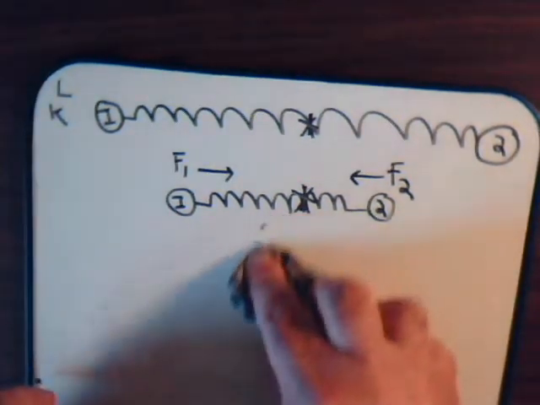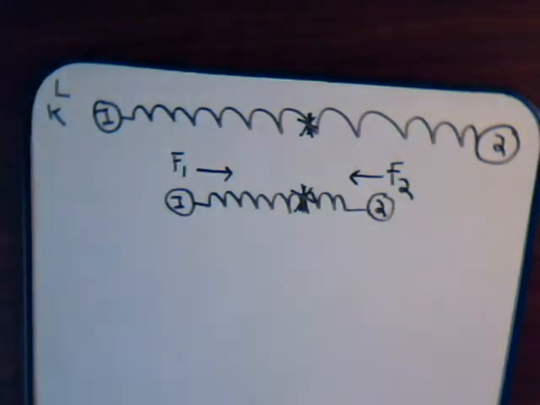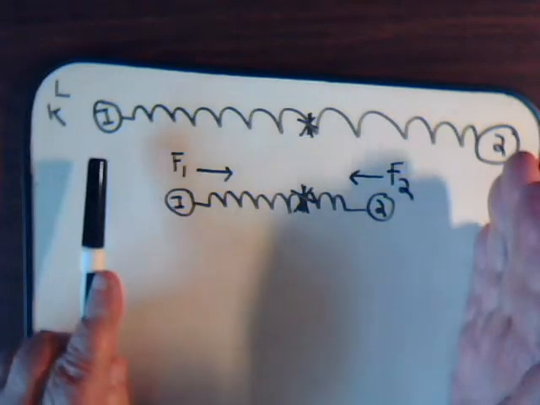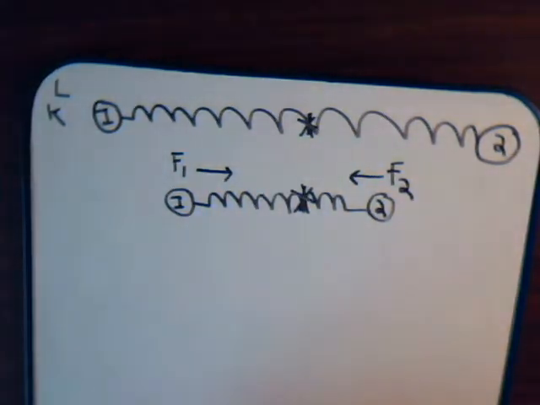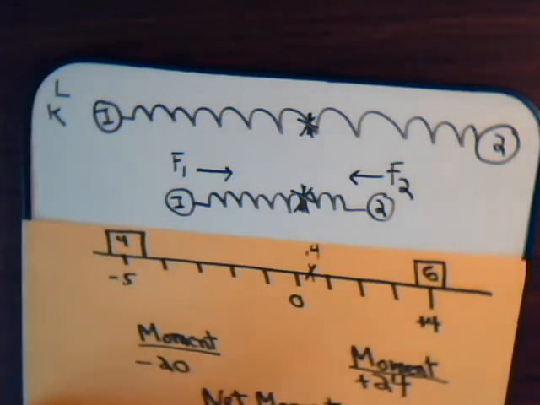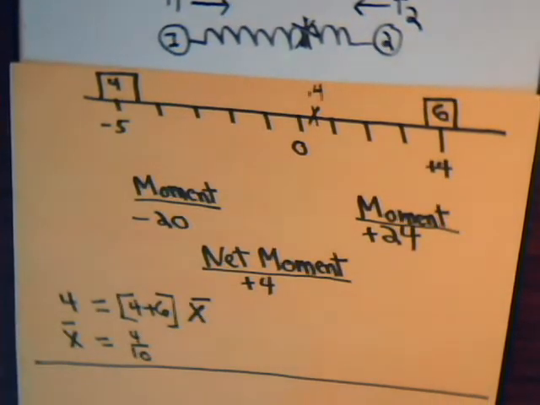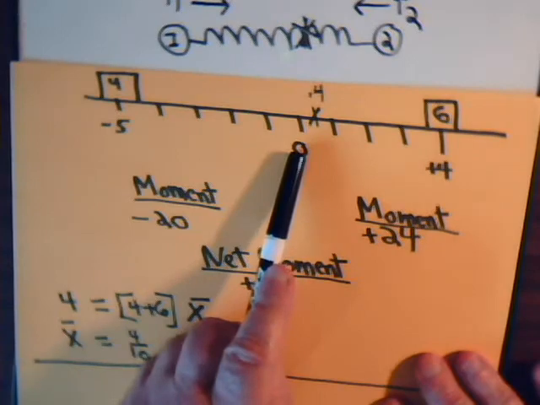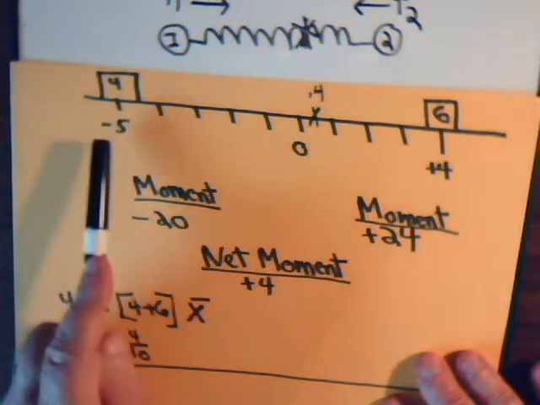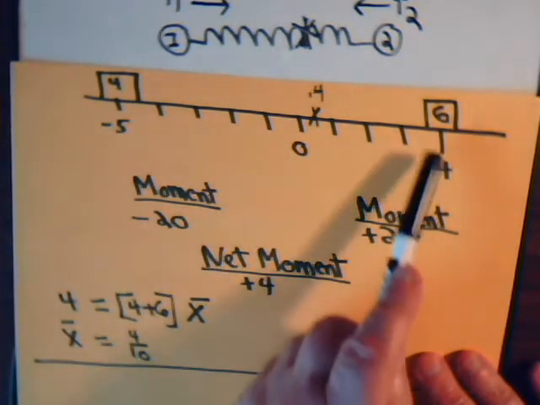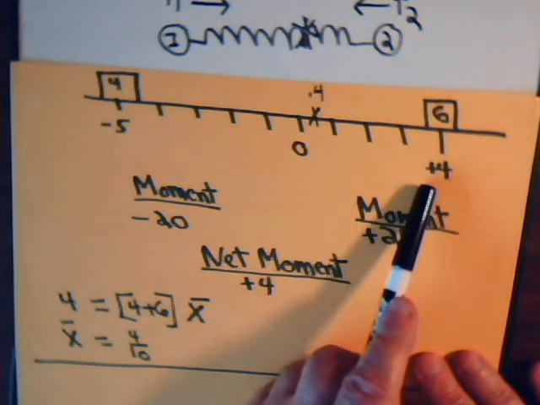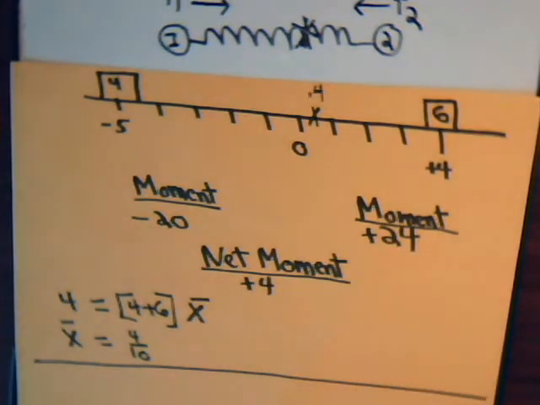Before we do that, let's make certain that we are completely convinced that as we're compressing the spring, the center of mass does not change position. Let's begin with a brief review of what we mean by the center of mass. Suppose we have two blocks and an origin here. Say this block of mass 4 is minus 5 units from the origin, and this block of mass 6 is plus 4 units from the origin.